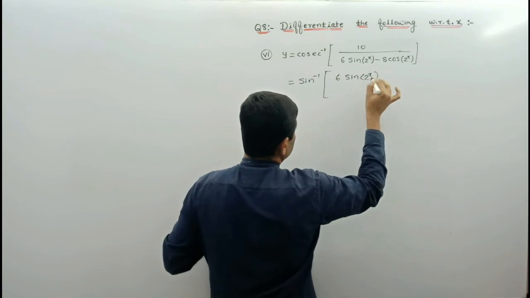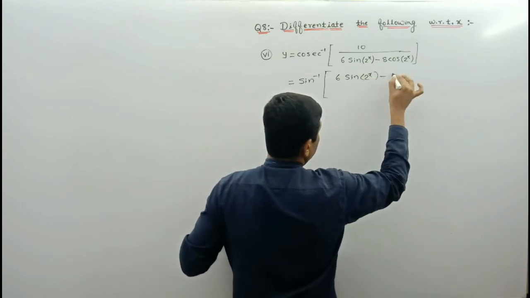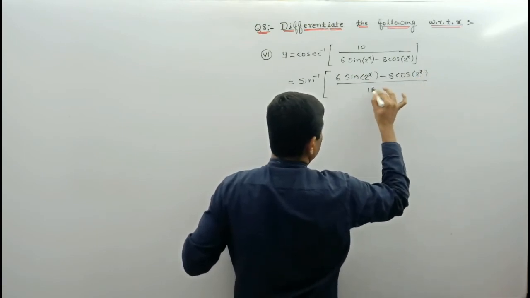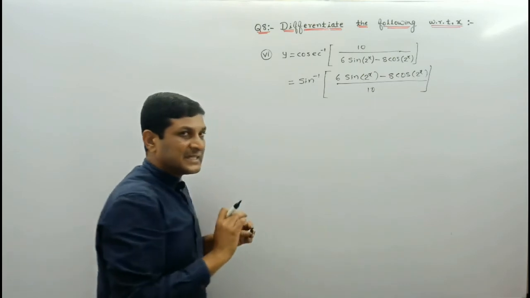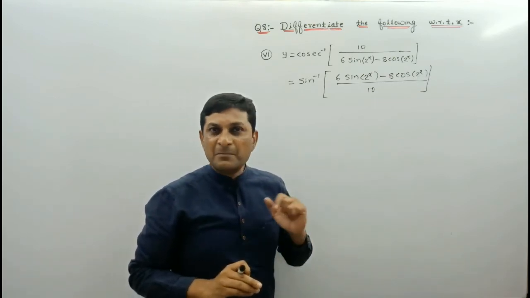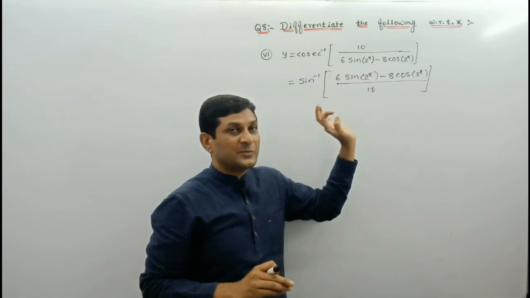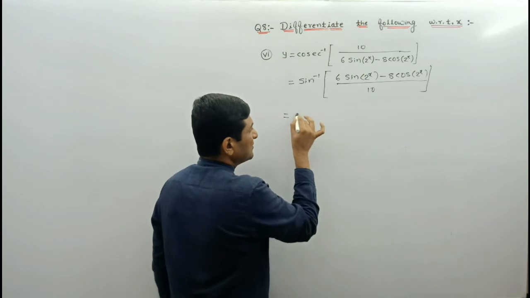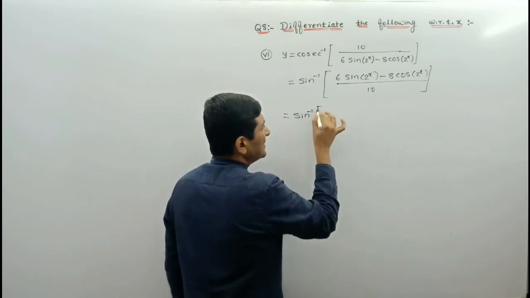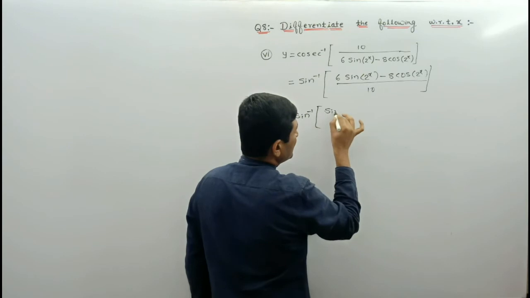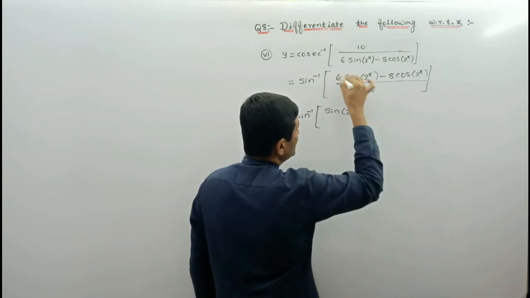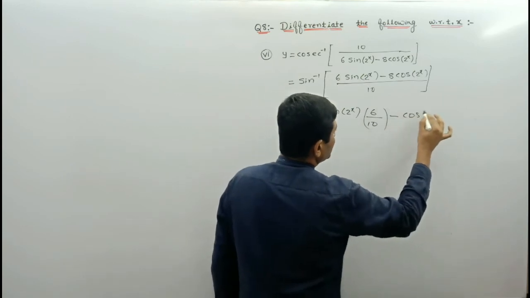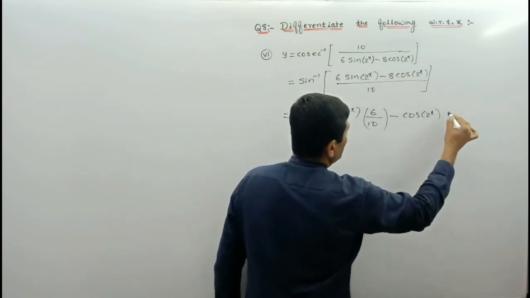So what will we get here? sin inverse of (6 sin 2^x minus 8 cos 2^x) divided by 10. Now once we have converted this in terms of sin inverse, the remaining part is just to convert this expression in terms of sin, so that sin inverse and sin will get cancelled. So let us simplify this expression, keeping the sin inverse as it is. First write down the trigonometric term, that is sin 2^x into the numerical value 6 upon 10, minus cos 2^x into 8 upon 10.